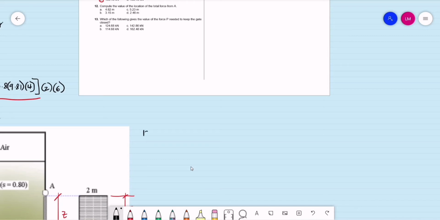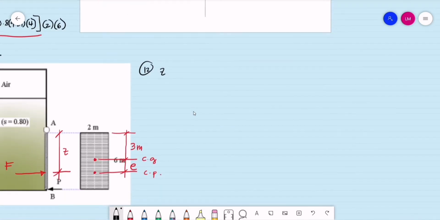Okay, ito yung question number 12. Ang hinahanap natin dyan is yung equivalent of Z. So the equivalent of Z is simply equal to 3 meters, kalahati ng height ng gate, plus yung eccentricity. So paano tayo nagsosolve ng eccentricity? Ang eccentricity for vertical surfaces is the moment of inertia divided by the area times the bar H.